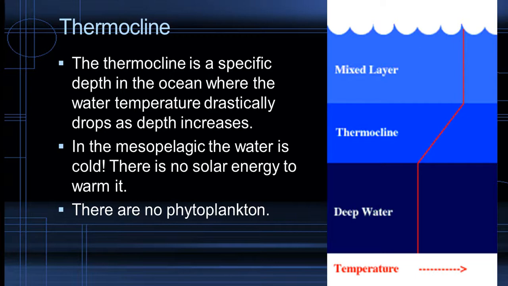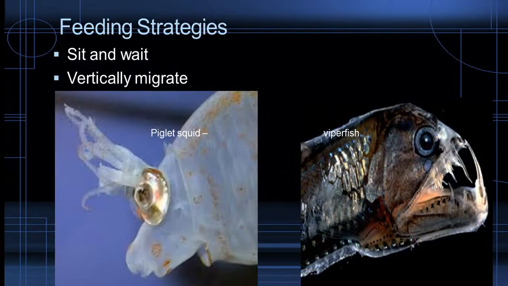The water's cold. No solar energy there. No phytoplankton there. So the creatures that do live there are strange ones. We're looking at the food webs here. There are plenty of zooplankton. We'll get to that in a minute. Zooplankton, remember, they're going through that vertical migration.